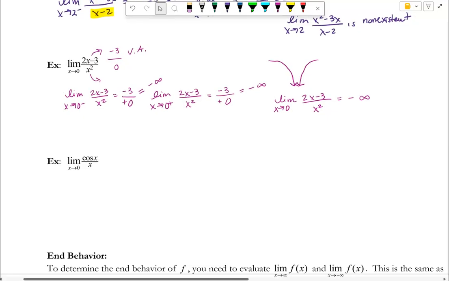All right, why don't you go ahead and pause the video, try that next example, and then go ahead and hit play when you're ready to resume.